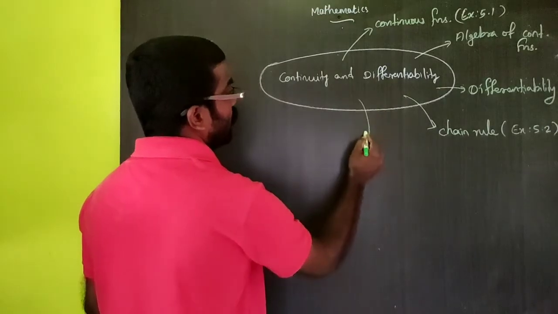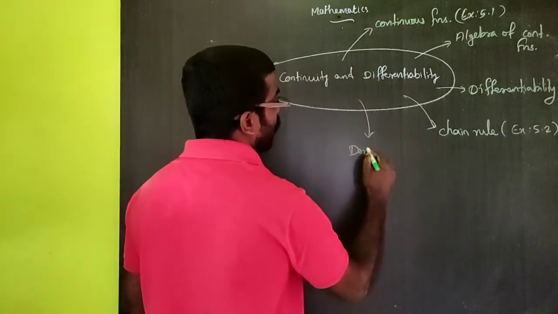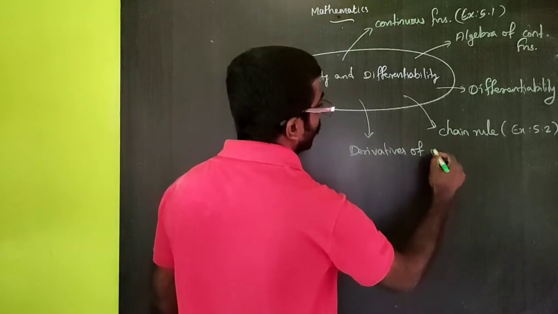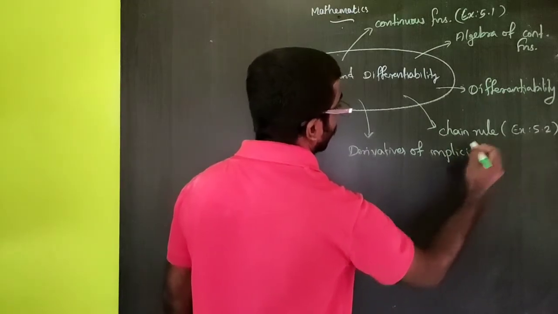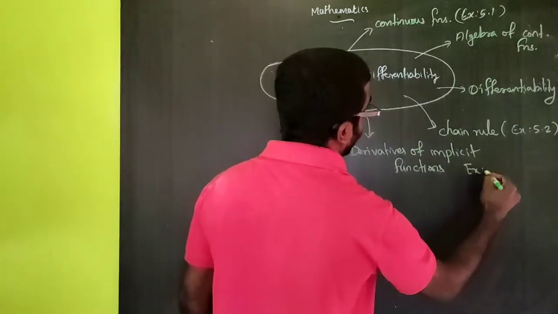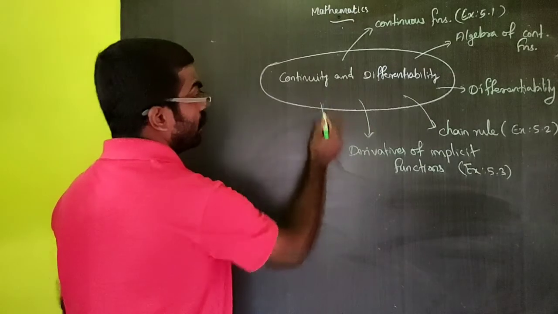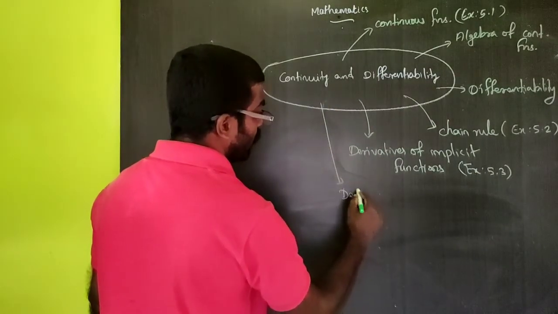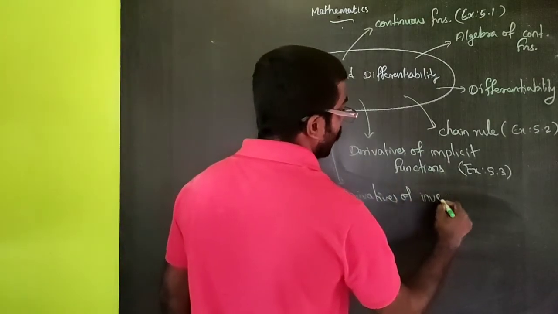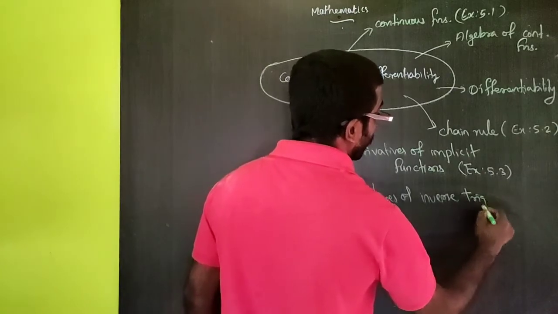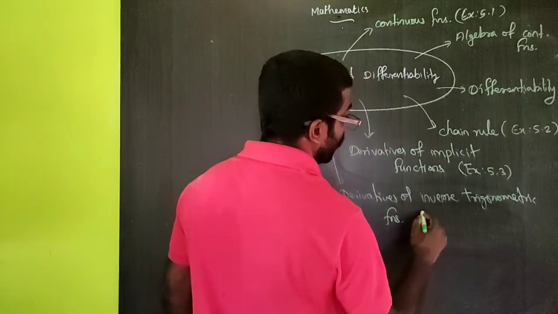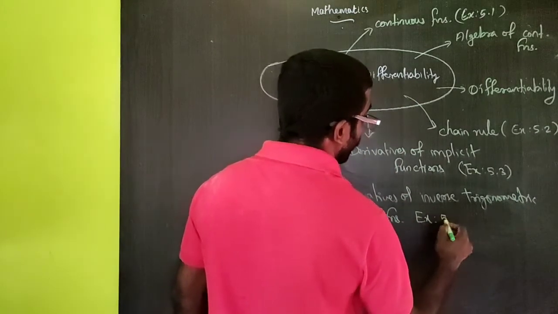Then the next one is derivatives of implicit functions, Exercise 5.3. Next is derivatives of inverse trigonometric functions. Derivatives of inverse trigonometric functions is also Exercise 5.3.